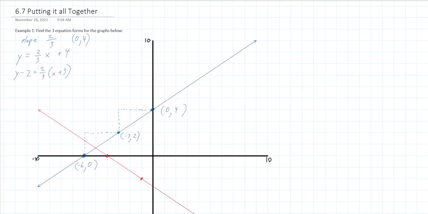Okay, and then finding it in general form, our best bet is to rearrange this. So we get 2 over 3x minus y plus 4 equals 0. Then we're going to switch it one more time by multiplying the whole thing by 3. So we're going to have 2x minus 3y plus 12 equals 0. So those are our three different forms.